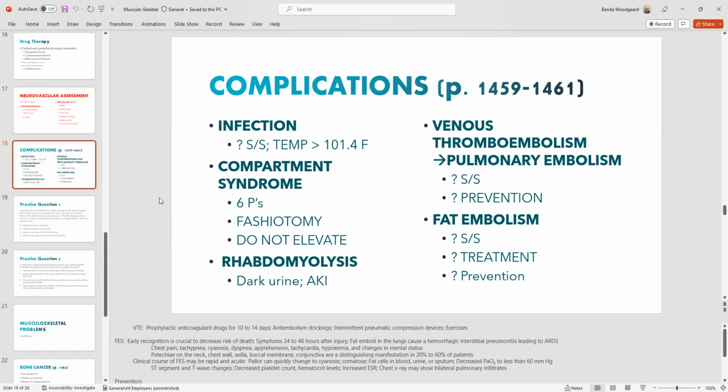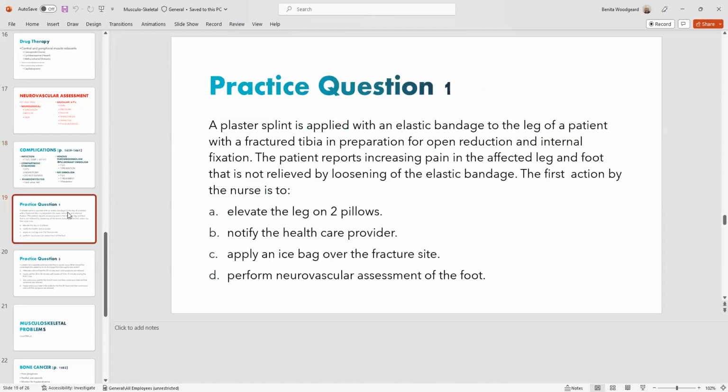Compartment syndrome, 6 Ps. If they start to get extreme swelling that is compromising their neurovascular system, they do a procedure called a fasciotomy. And it is actually just using a scalpel and making a big slice down the extremity to relieve the pressure. We don't elevate compartment syndromes. They don't have blood supply. Remember, things that don't have blood supply, you keep down. Hopefully you guys are familiar with rhabdomyolysis. If not, I'm going to refer you back to review that or reach out and I'll be glad to explain it to you. All right, let's try some of these questions.